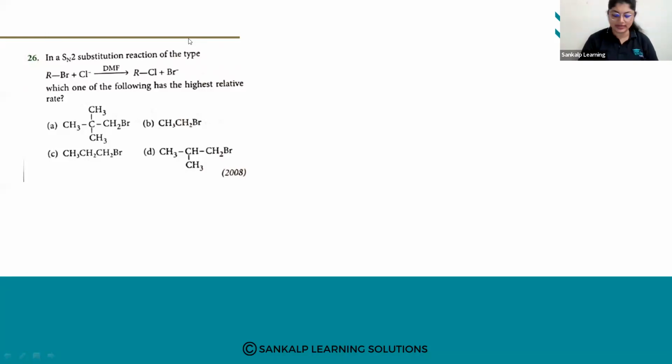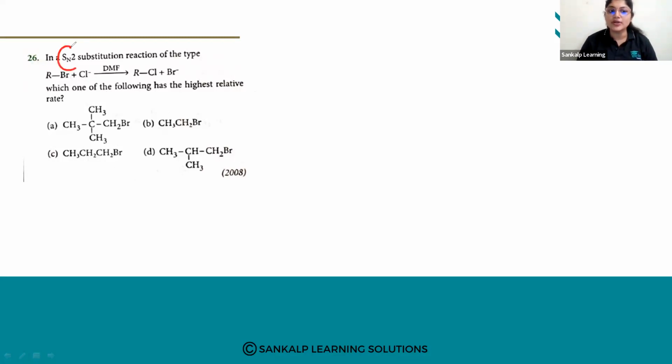You know the SN2 mechanism is a one-step mechanism, right? It goes via a transition state. The attack of the nucleophile and the leaving of the leaving group happen at the same time via a transition state. Now here, which of the following has the highest relative rate? So these are the 4 options.